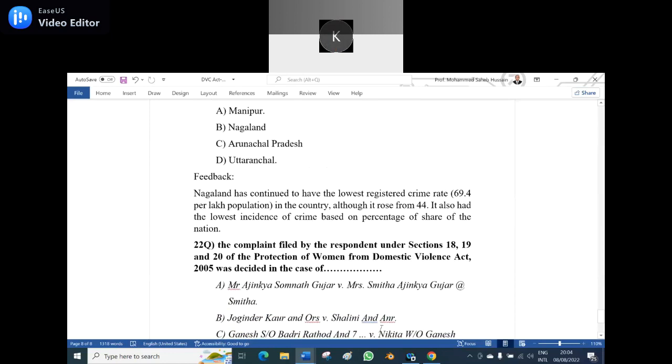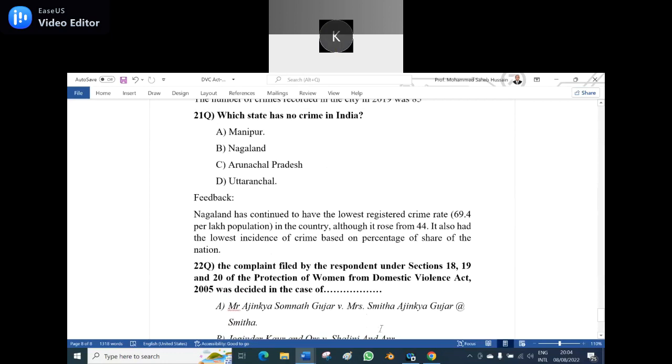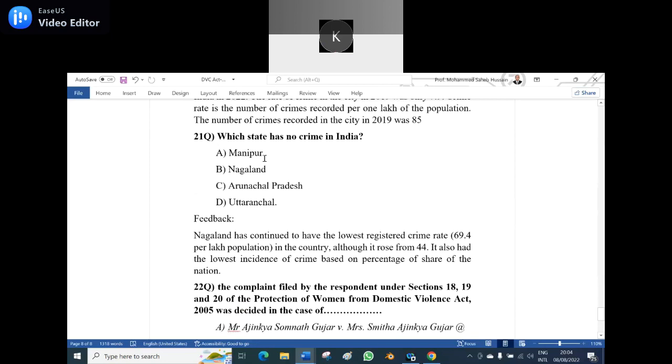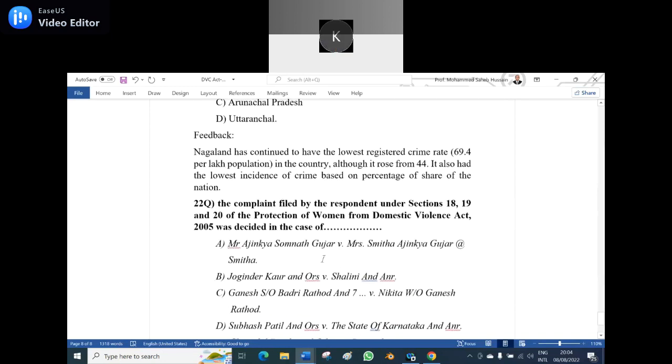Oh, then the feedback is showing Nagaland. Is it Nagaland or Manipur? Nagaland has continued to have the lowest rates. So Nagaland, not Manipur, is the right answer. B is the right answer. Nagaland. Yes. Next.